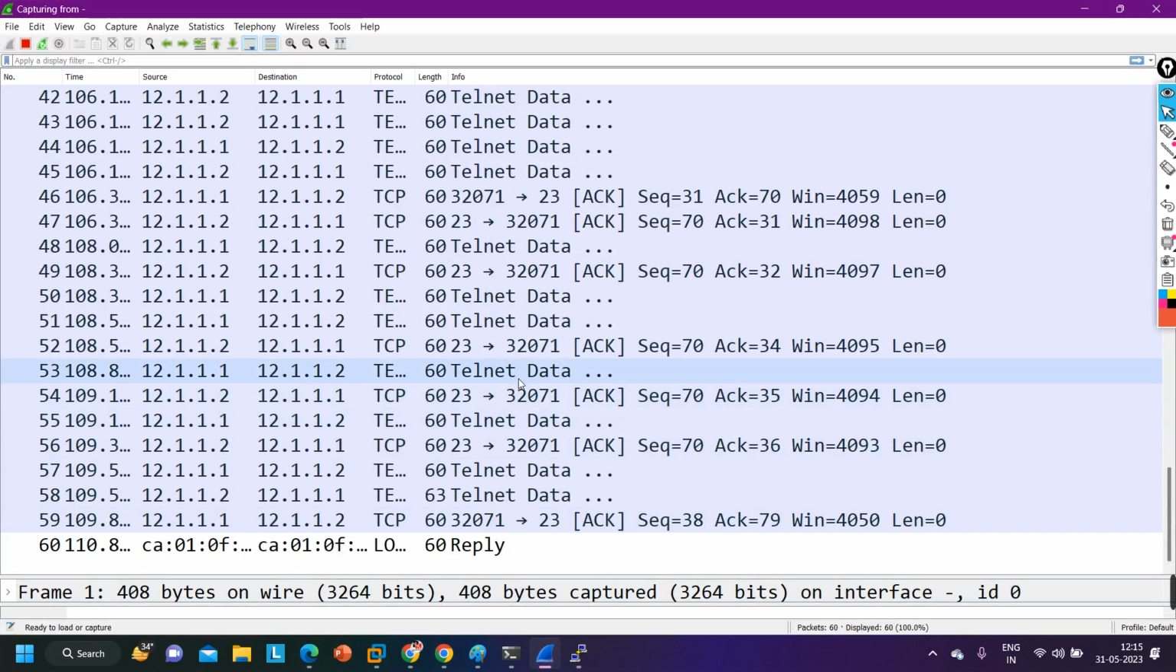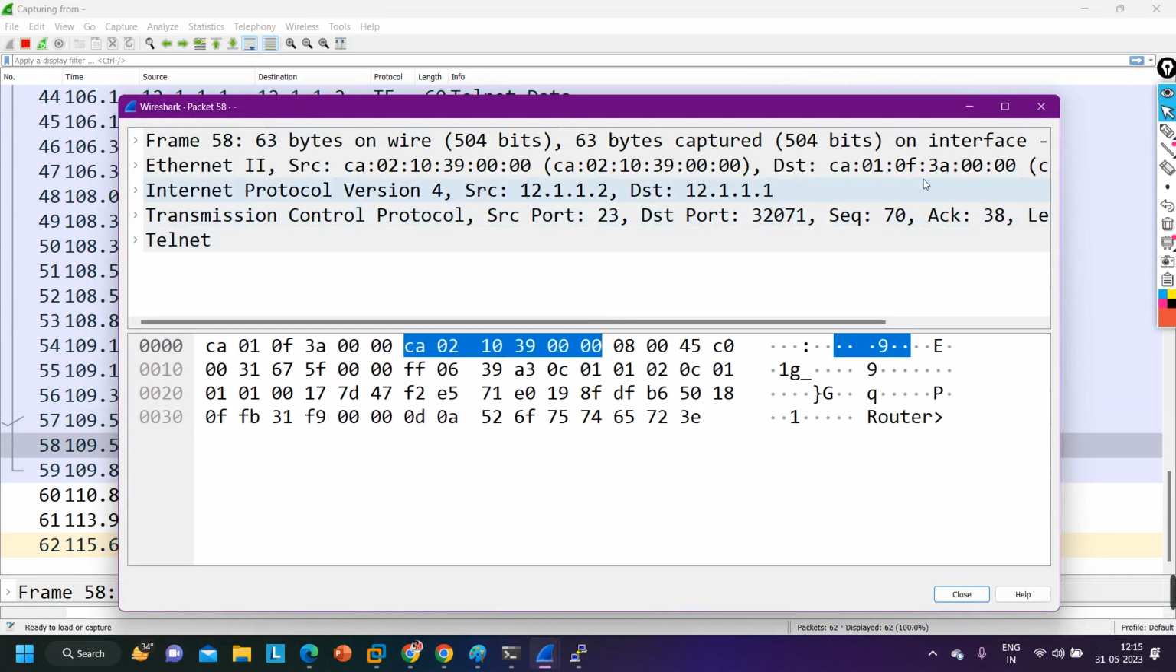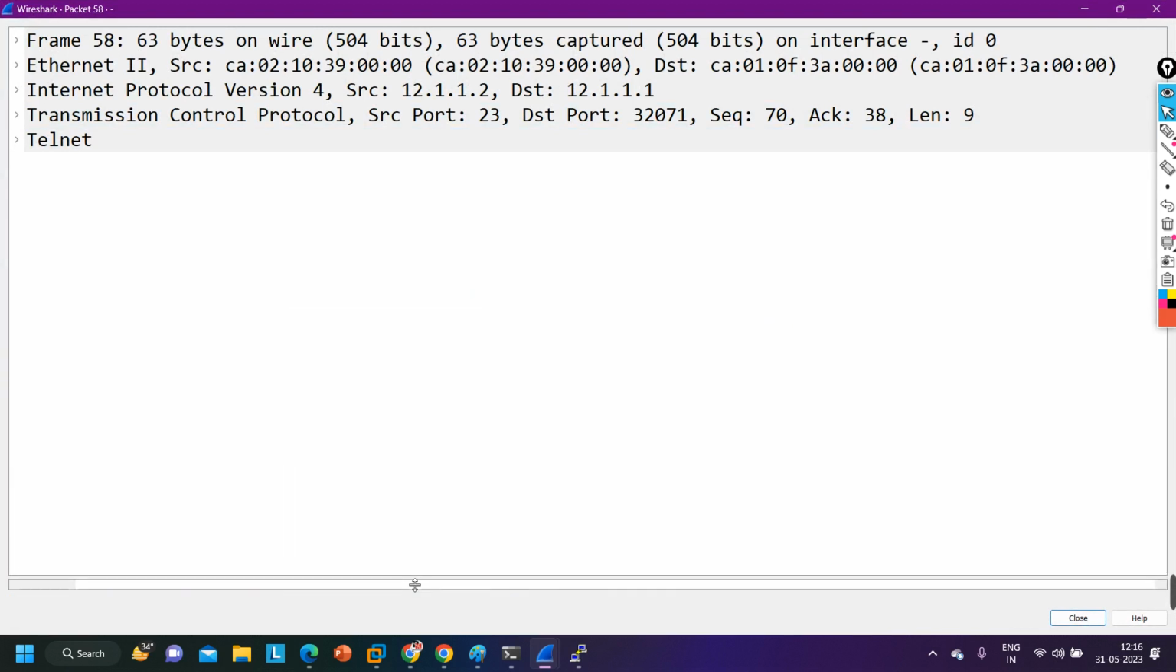Okay, here I'm going to show you the Telnet data. This one is Telnet data. See, this is Telnet at which layer? This is your application layer. After that, this is your transport layer. This is your IP header, meaning network layer. This one is your data link layer, and this is your physical layer.